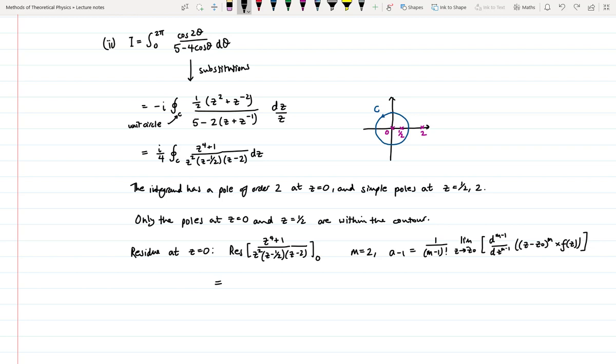Sticking that in, we find that this is the limit as z tends to 0 of d by dz, z to the 4 plus 1, and then the z squareds are going to cancel, and we have on the denominator z minus a half, z minus 2. And I'll leave it as an exercise for you to show that this equals 5 over 2.